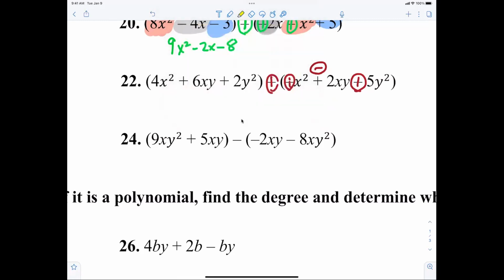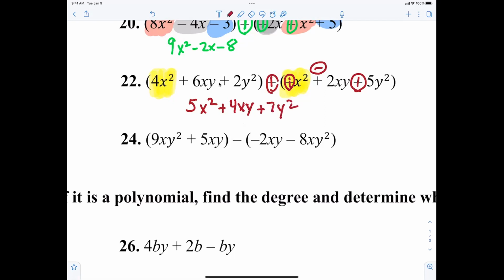Oh, this right here. 5x. Thank you. What? 5x squared. What's next? 4xy. Plus 4xy. Plus 7y squared.